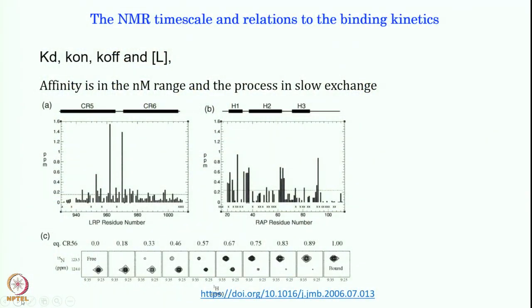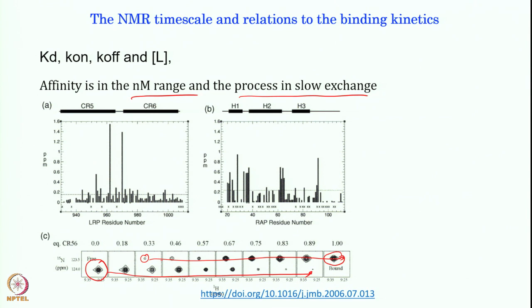So, the NMR time scale and its relation to binding is very crucial to understand. That depends upon what the KD is, what the k on rate is, what the k off rate is, and what the ligand concentration is. Sometimes it is possible that affinity can be in the nanomolar range, but the process happens in slow exchange. For example, in this case, the free ligand has only one peak, but in the bound form it is shifting completely towards the other state. In between, you see other peaks start appearing and one of the peaks starts disappearing. Slowly these peaks disappear and these peaks build up. This is a slow exchange process, but the binding happens in the nanomolar range.